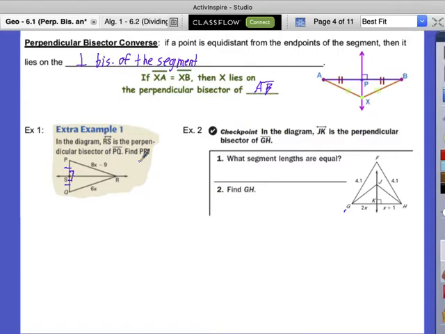Okay, what do we know about this point R that is lying on the perpendicular bisector? It's doing the bisecting. But what do we know about it compared to the endpoints of the segment PQ? It's equidistant. So what do we know about these? They're congruent. So what can we do to find X?